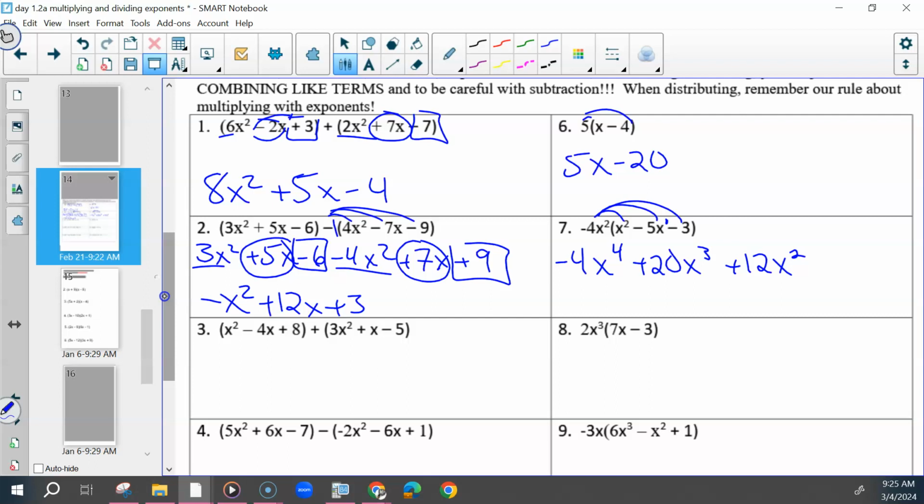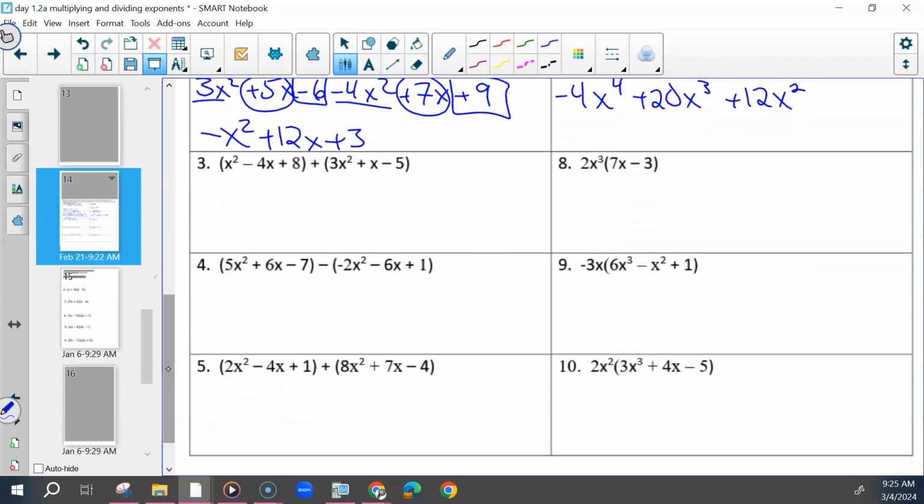Okay. Let's do another, and then we'll see if you guys have any other questions. Number 8, distribute the 2x to the third to both terms. What would that give us? 14x to the 4. Minus 6x to the 4. 6x to the third.